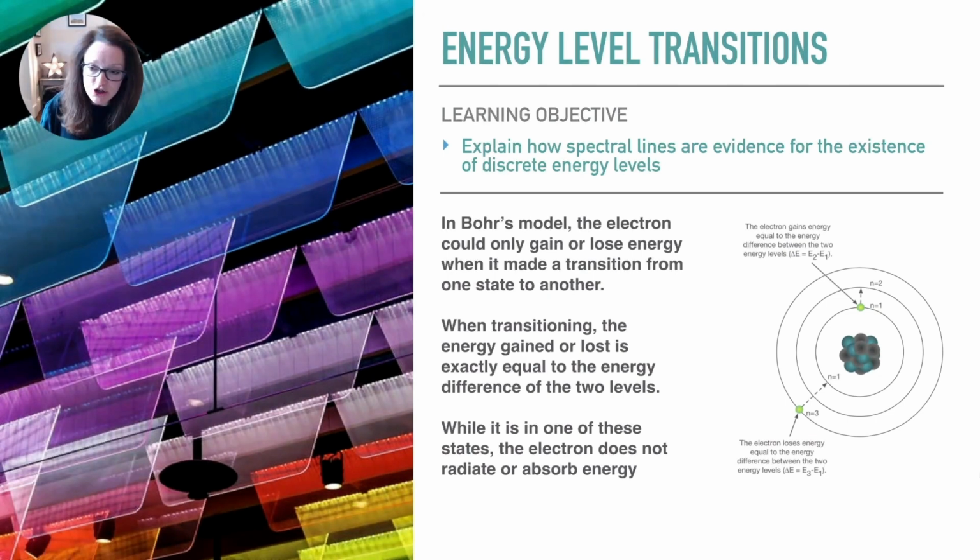And the other electron, you can see it's going from n equals 3 down to n equals 1. That electron will lose energy. And the amount of energy it loses is the difference in energy between those two energy states. The electron, whilst it's in n equals 3, doesn't radiate or absorb energy. That only happens when it moves between states.